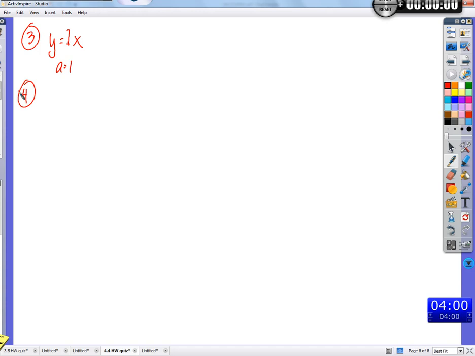Okay, number 4. Is number 4 a direct variation? No. Why not? Because there's a minus 1 in there also. Direct variation is just that number times x. When we put in 0 for x, we should get 0 for y. But if we did that for number 4, we would get negative 1. Okay, so number 5, is it direct variation or not?